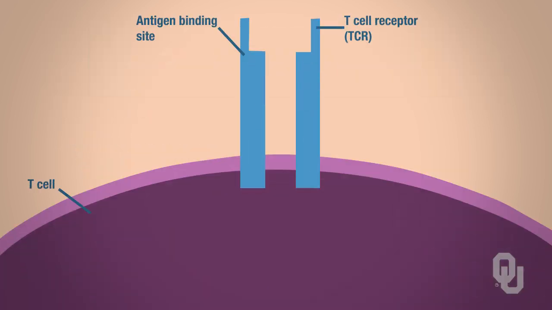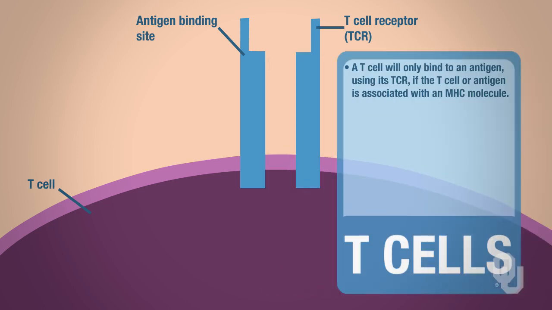So we talked earlier about how T cells have specificity, but here's the catch, right? There's always more to it. Remember that the T cell has the T cell receptor, and we said that the T cell receptor has an antigen binding site. And this is all true. However, the only way that a T cell will bind to an antigen using its T cell receptor is if the antigen is associated with an MHC molecule.